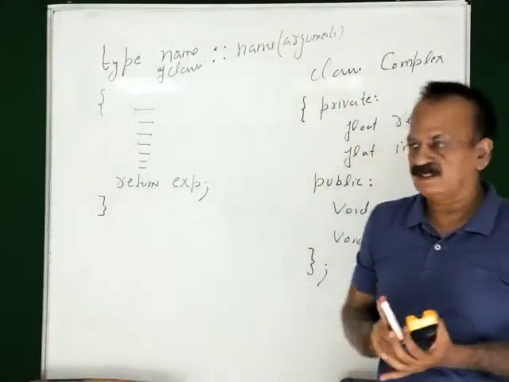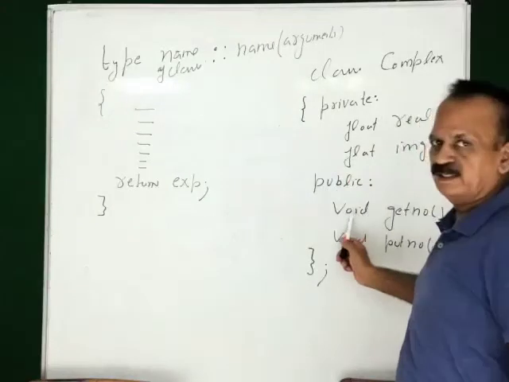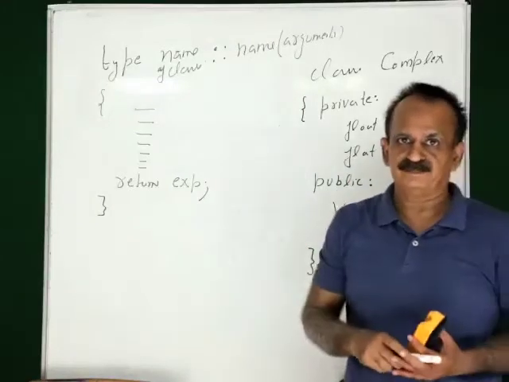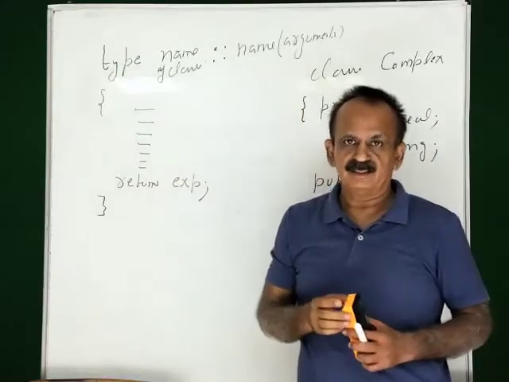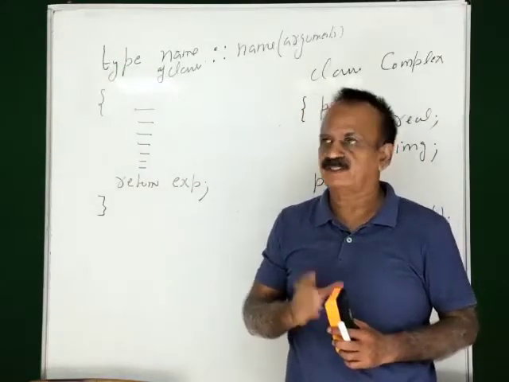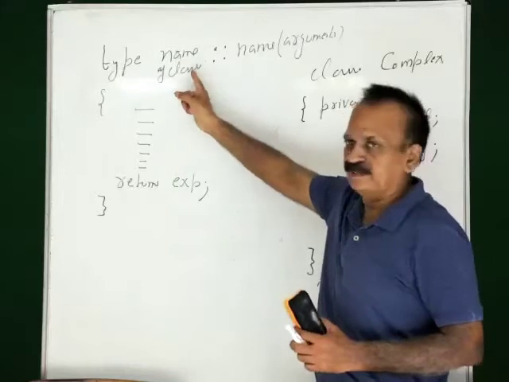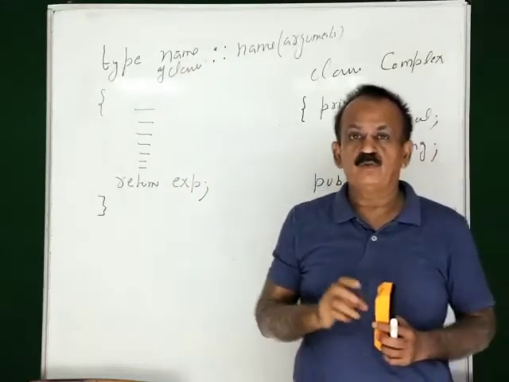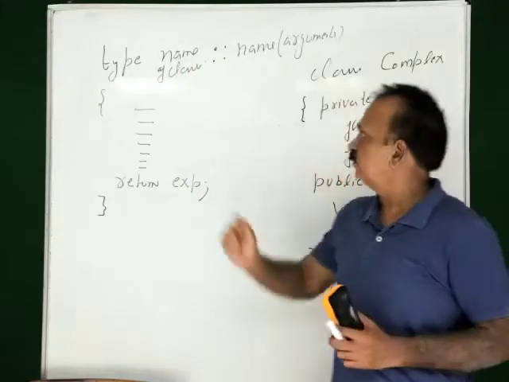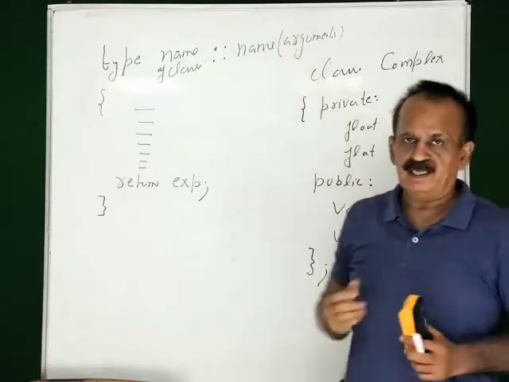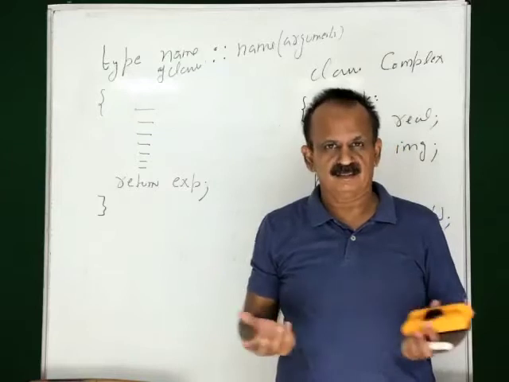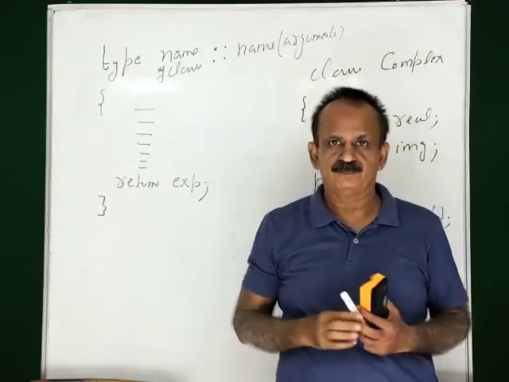This definition is the definition of the member function outside the class. The first type is indicating the type of result given by this function. Class name indicates to which class this function belongs. Then the name of the function, and these arguments are inputs and in some cases outputs of the function also.